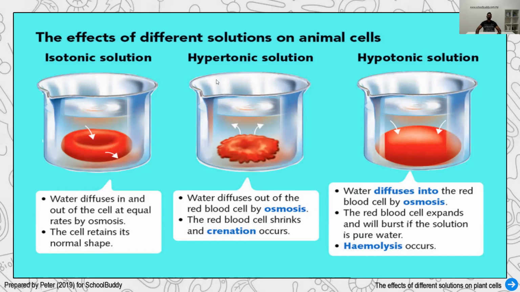But in the case of a hypertonic solution, a very concentrated solution, when we put in the red blood cells, water is going out continuously by osmosis. When there's too much water going out of the cells, they finally shrink. It becomes like the water is being squeezed out. In the case of red blood cells, we say crenation has occurred. And remember, crenation can only be used to refer to red blood cells that have shrunk.